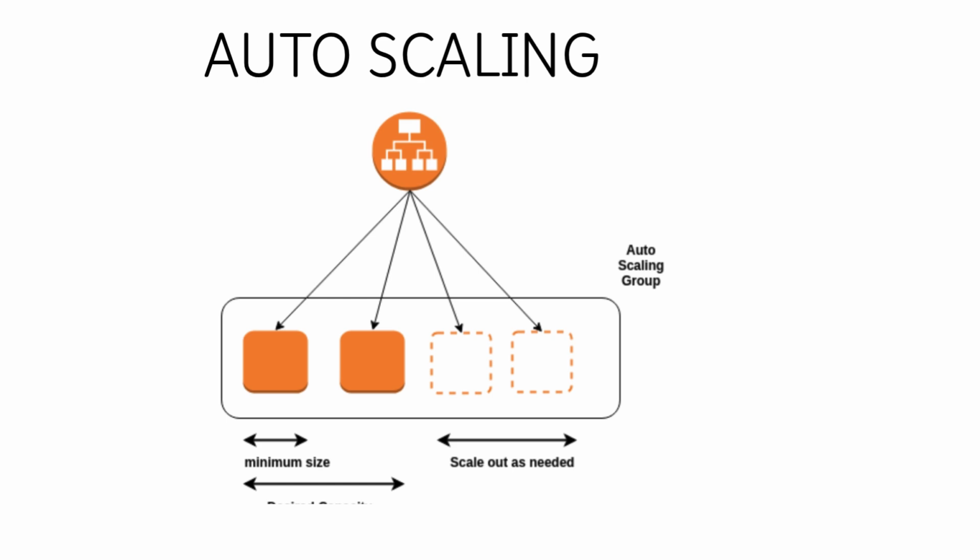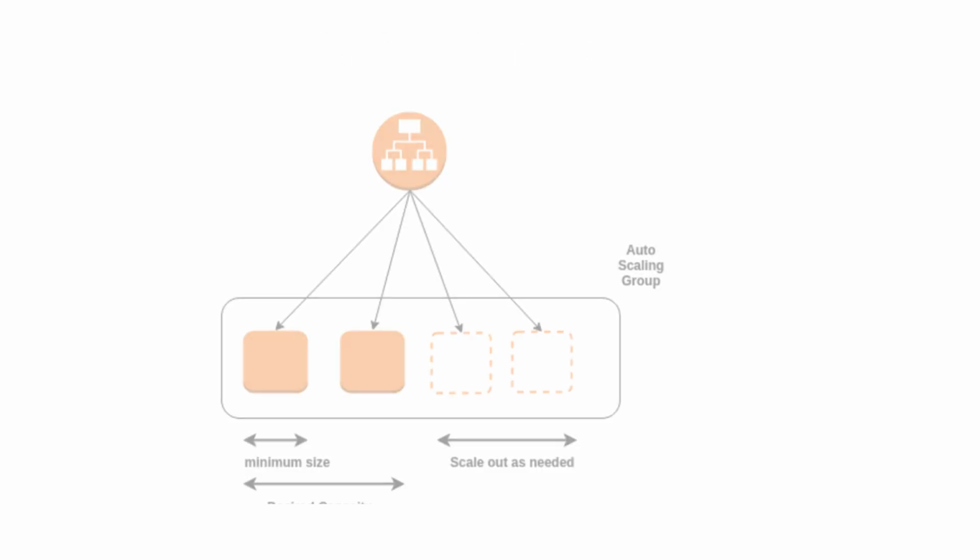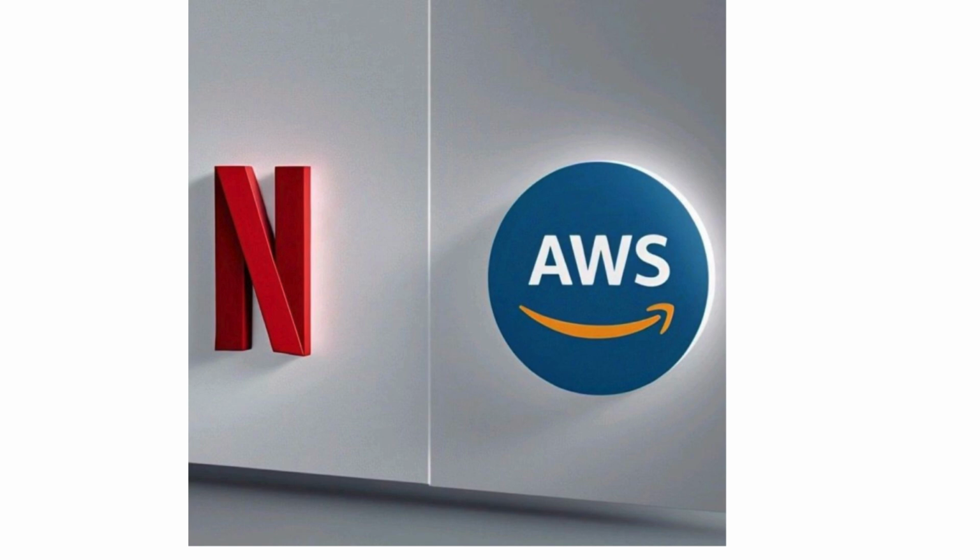A real world example that I'll be sharing is Netflix. Netflix uses AWS Auto Scaling to handle traffic surges during new show releases, so everyone can binge watch smoothly. Tools for auto scaling include AWS Auto Scaling, like I mentioned, Google Kubernetes Engine, and we also have Azure scale sets.